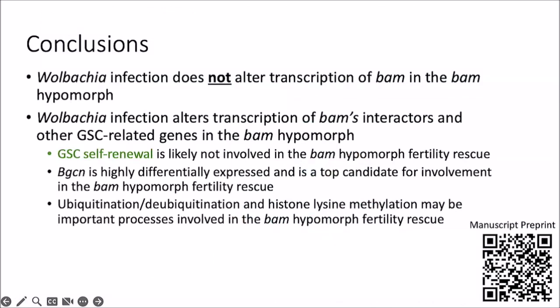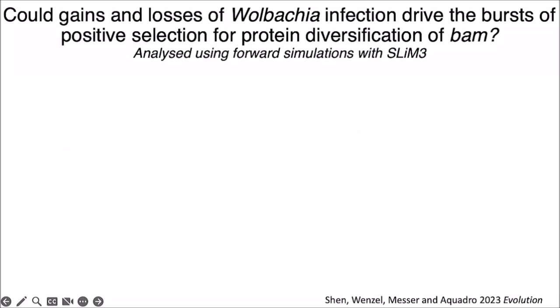So Wolbachia does not alter transcription of BAM. It does alter a number of other genes. And so at least we're starting to get a hint at what's actually going on. But again, it underscores the complexity. Even in a gene as simple as bag of marbles, understanding exactly the nature of positive selection on it and what's driving that is still eluding us.